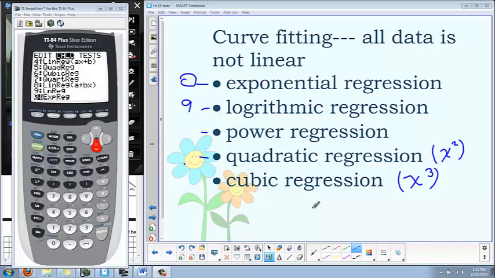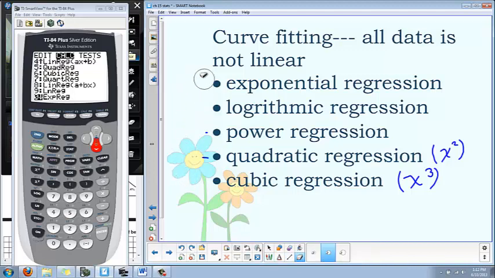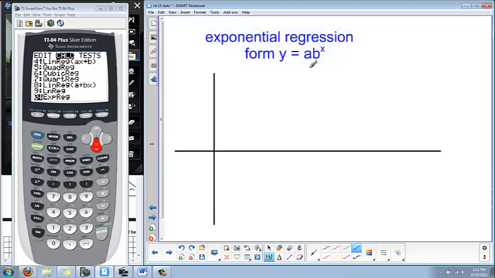Alright, and we're just going to finish up here and we're going to talk about curve fitting. Not all data that we have is linear. There's a bunch of different equations or curves that we could use to describe the data that we get for statistics. So let's just talk about each of these really quickly.